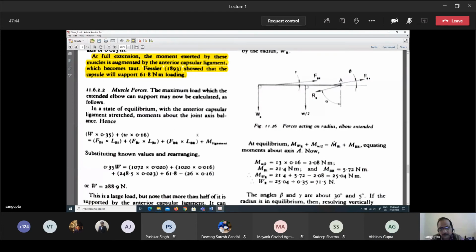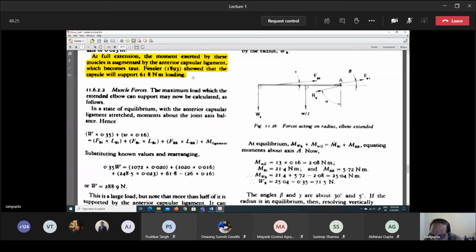No. They are saying anterior capsular ligament. Yes. So why did they ignore that interosseous ligament that we considered in the flexion calculations? They haven't considered it in this extension part. Yes. Now, as I told you, in a sense, they are trying to show, rather highlight, the contribution of a ligament system in the whole elbow joint.